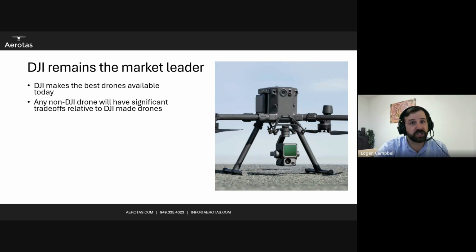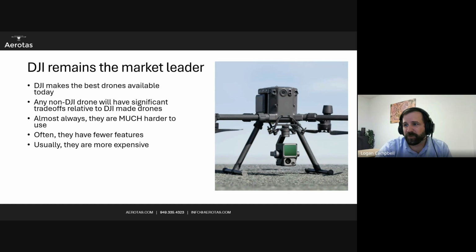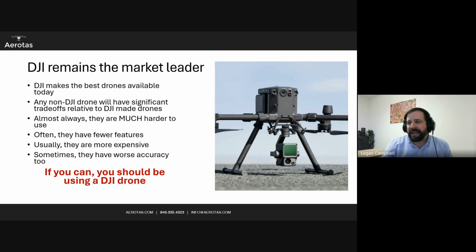But I'm just being honest, I just say how it is. Any non-DJI drone will have significant trade-offs relative to DJI. They are typically much harder to use. They often have fewer features. They are almost always more expensive, although that's changing a little bit in the tariff world. Sometimes they have worse accuracy too. And if you can, I always say you should be using a DJI drone. Now, this does get tricky because DJI is a Chinese company. They are subject to tariffs, and that means their prices have gone up an awful lot lately.